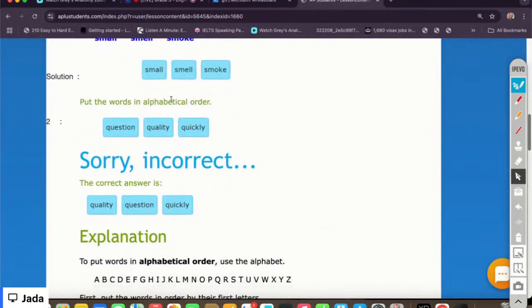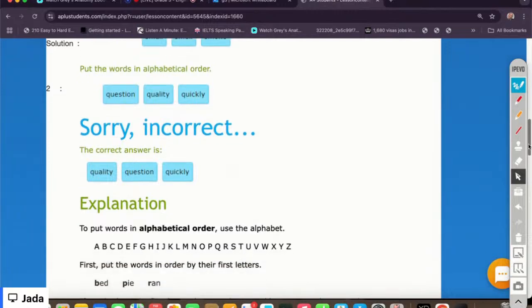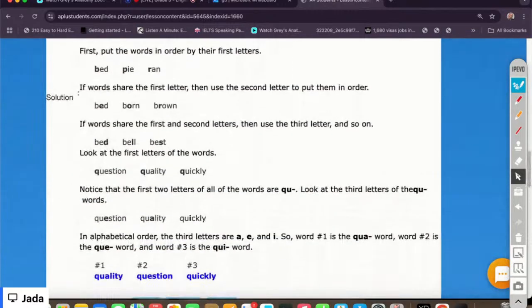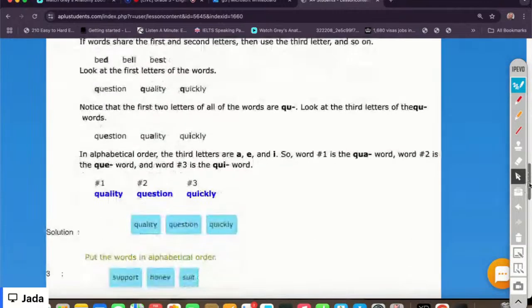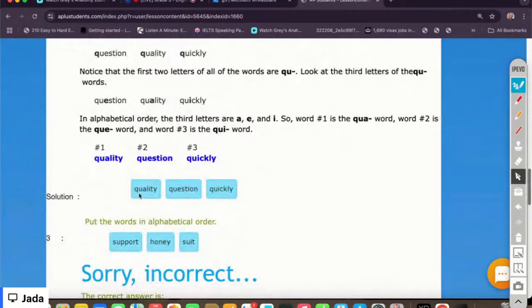Then we have question, quality, and then quickly. So we have Q, U, A. They all have Q and then U. So A comes before E, and E comes before quickly.